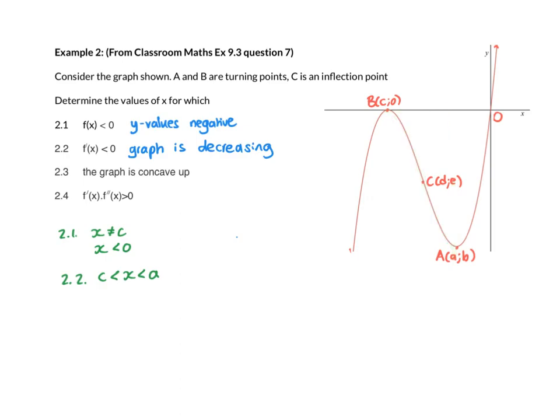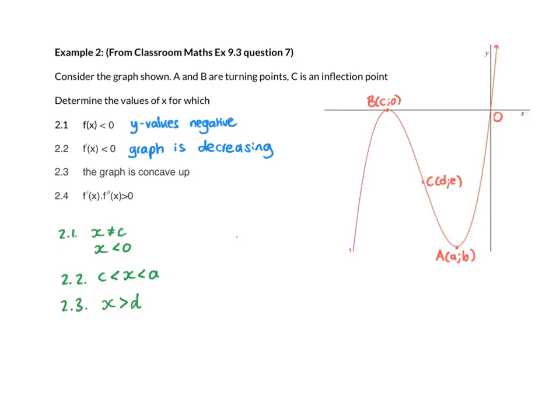Next question. We want to know when the graph is concave up. Now that will be, in this case, after the inflection point. The x value for the inflection point is lowercase d. So basically, x will be everything larger than lowercase d.